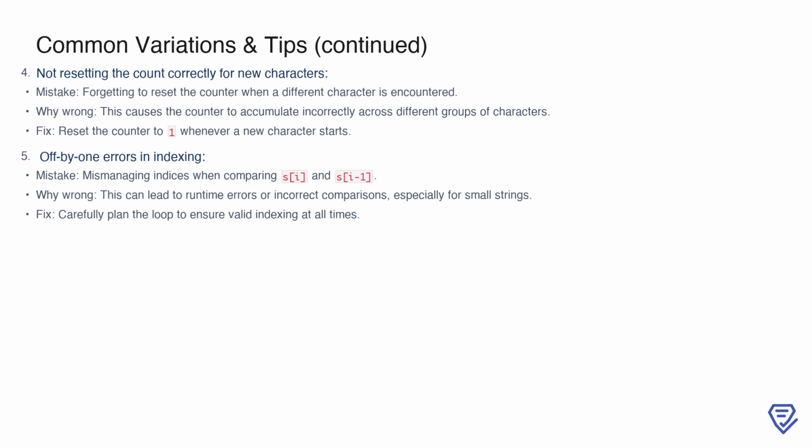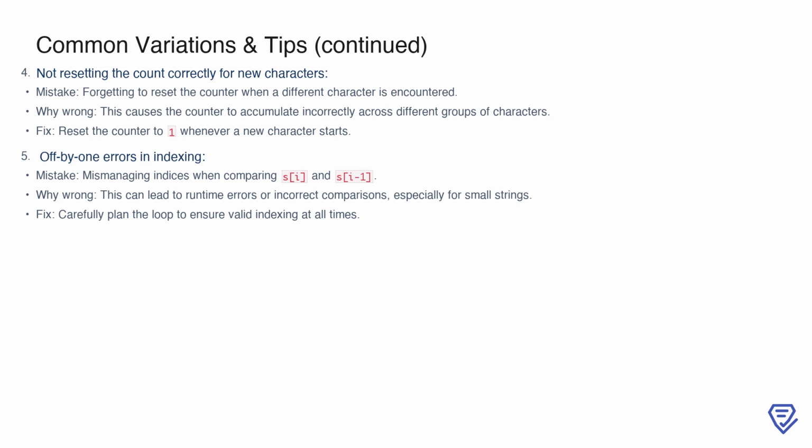Additionally, off-by-one errors in indexing can be a frequent trap. For instance, when comparing characters like S[i] and S[i+1], it's easy to accidentally access an index outside the bounds of the string, especially for smaller inputs. This can cause runtime errors or invalid comparisons.